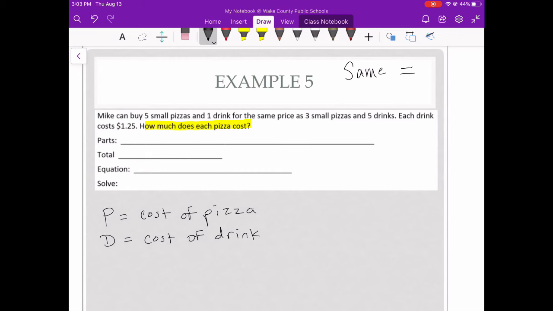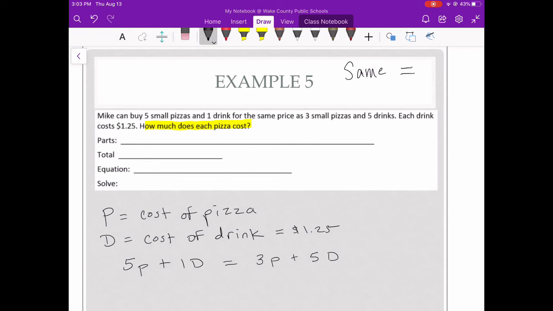Well, the good news is that I'm not going to have to actually figure that out because I already know that that is $1.25. So when I go to write this equation, I'm not going to need D, which is great for me. That saves me a lot of work there. All right, so Mike can buy 5 small pizzas. So 5 pizzas, and what mathematical operation is "and"? That would be addition. 1 drink for the same price equals 3 pizzas plus 5 drinks.